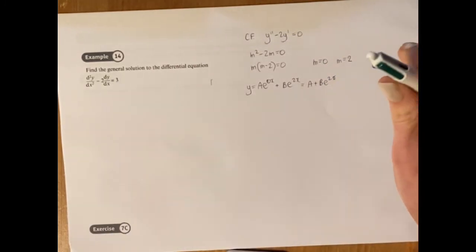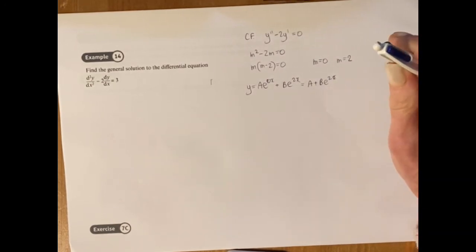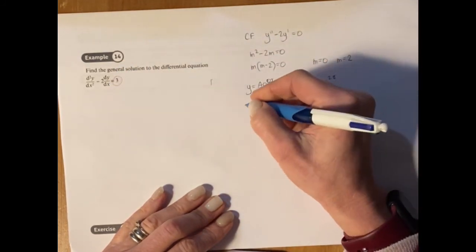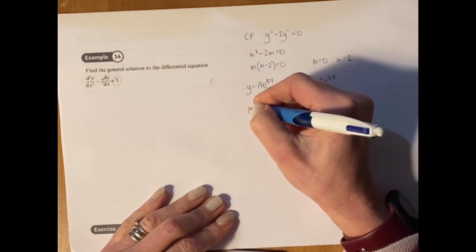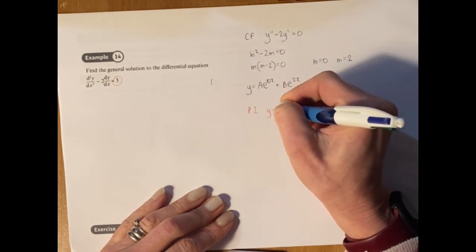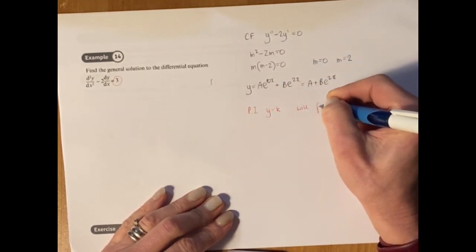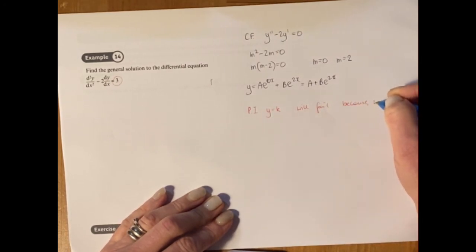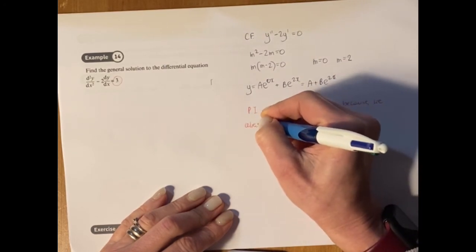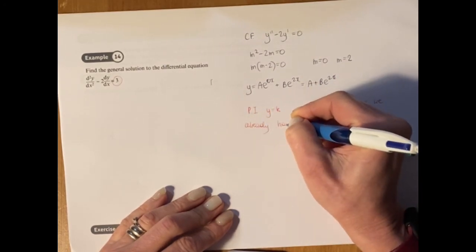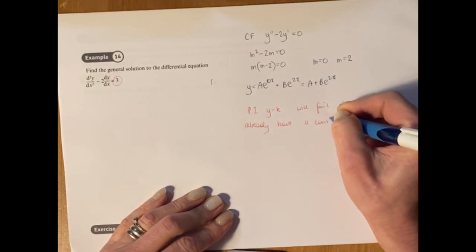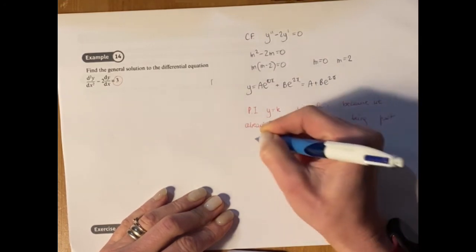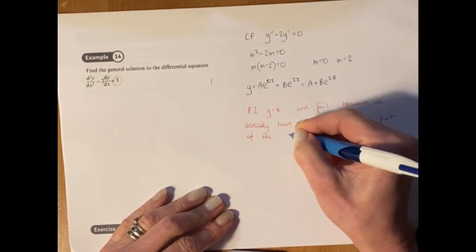Okay, again over here you'll see that if you go searching for the particular integral and you use a constant, it will fail. So particular integral y equals k will fail because we already have a constant being part of the complementary function.